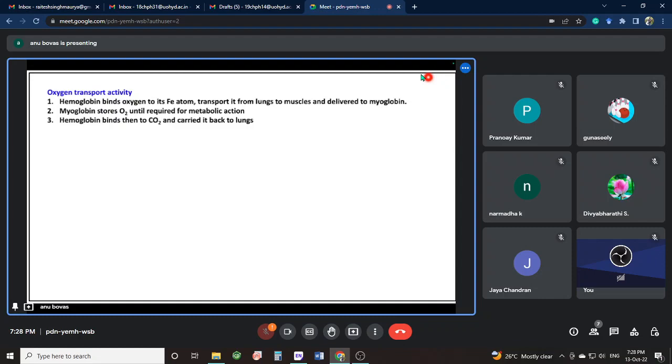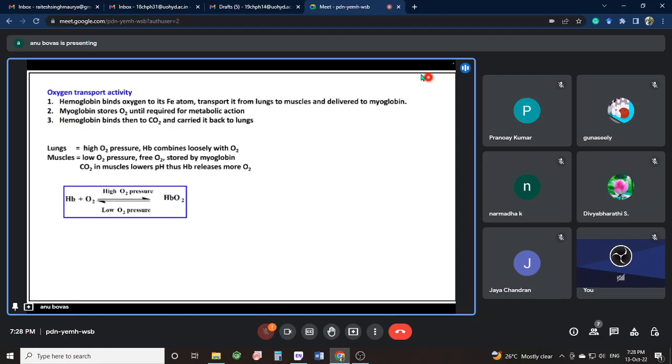Then what will happen? Now let us see what happens during oxygen transport. First, hemoglobin binds oxygen to its iron atom. It binds oxygen, and from the lungs it will carry it to the muscles and deliver it to myoglobin, where the muscles require oxygen, right? So hemoglobin will carry oxygen from the lungs and give it to the muscles, delivering it to myoglobin. Myoglobin there will store oxygen until it is required for metabolic action.